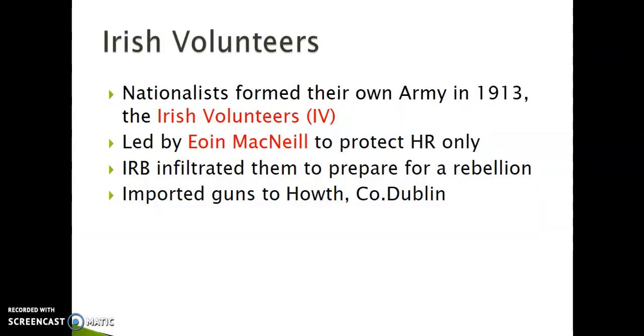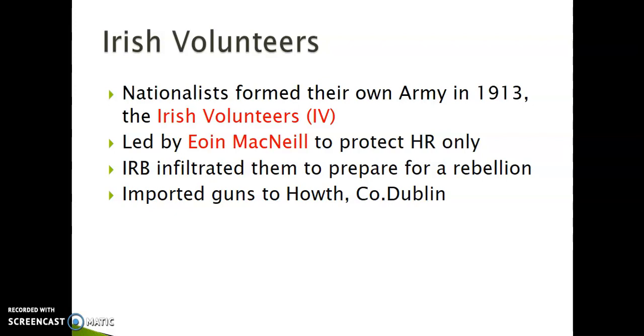Now, in response to that, you have the Irish Volunteers. Nationalists were afraid that this Unionist threat would force the British government to back down and stop Home Rule. As a result, in 1913 they formed the Irish Volunteers, which were led by Eoin MacNeill, to make sure that Home Rule would be granted.